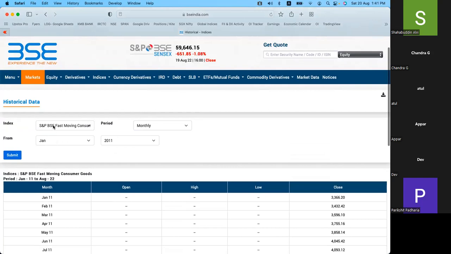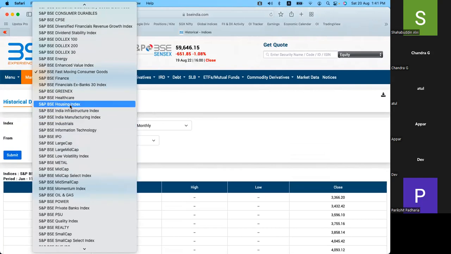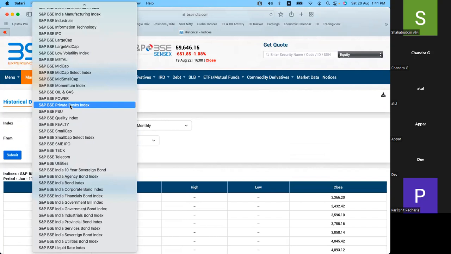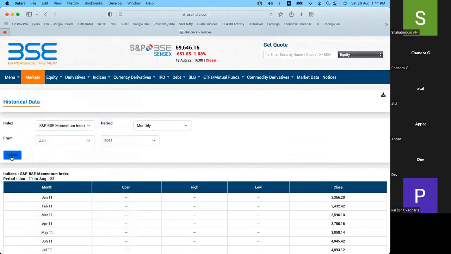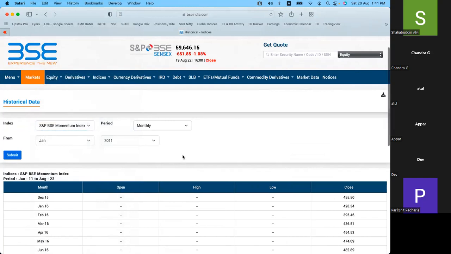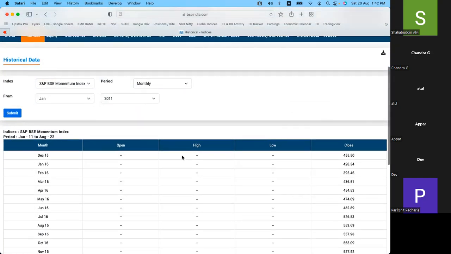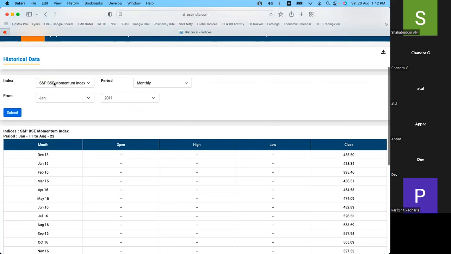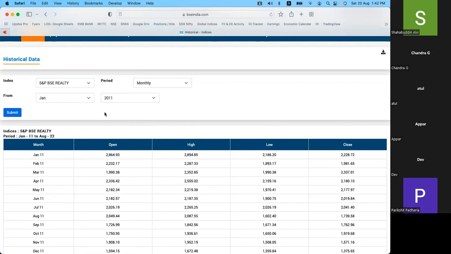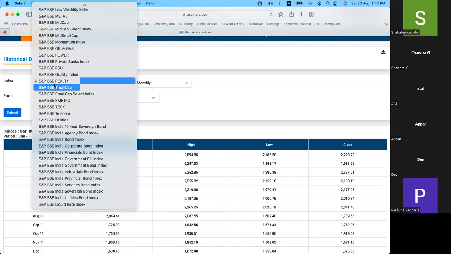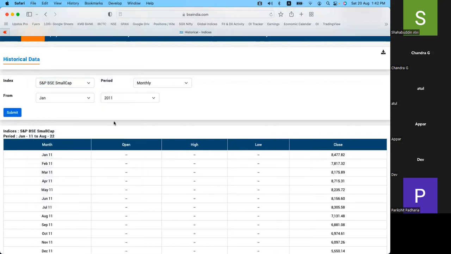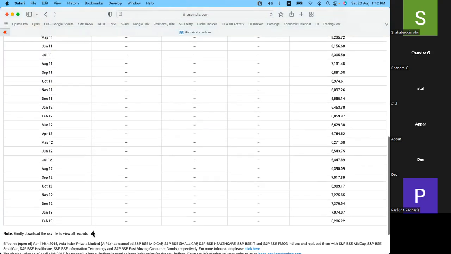Which other index? Come down. Momentum index. Which one? Momentum. It is from December 15. No. Then select some other thing. Just try small cap or something. Realty is a waste. Don't do that. Small cap or something, yeah. Yeah, small cap. Yeah, select. Yeah. Do the same stuff.